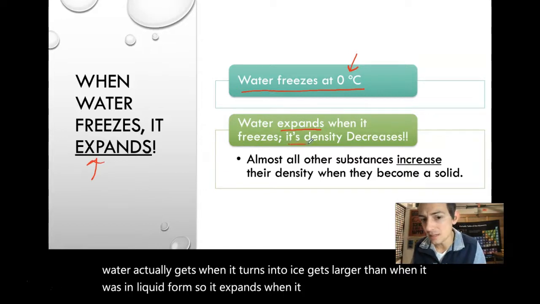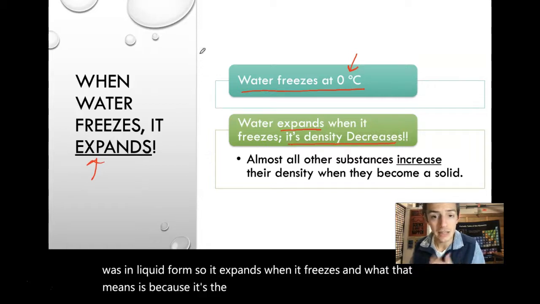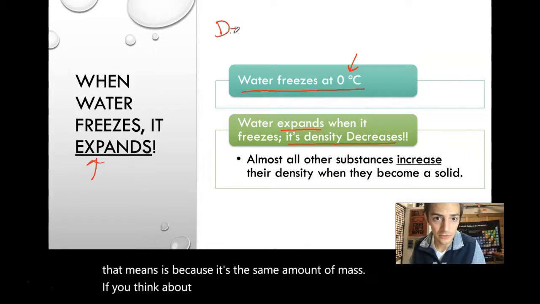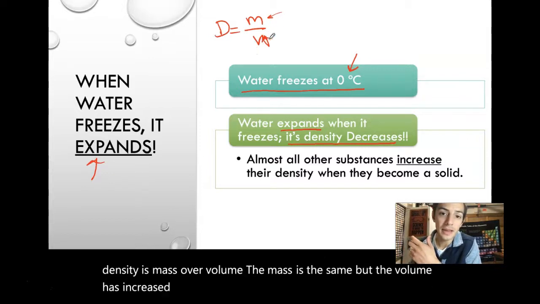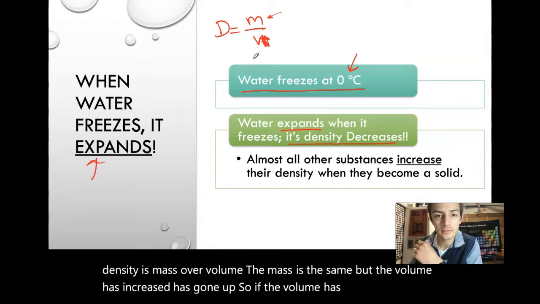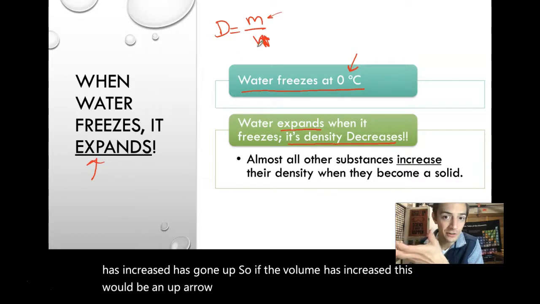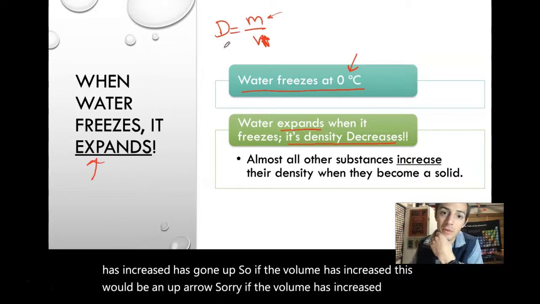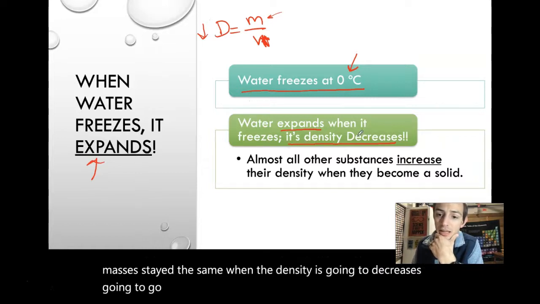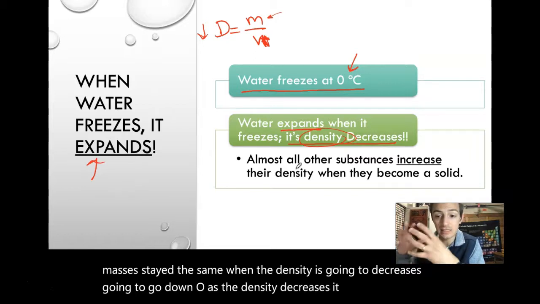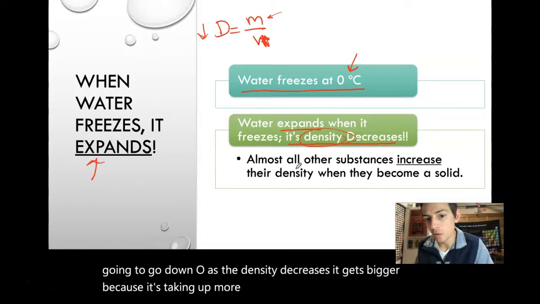And what that means is, because it's the same amount of mass, if you think about the density equation, if you remember this, density is mass over volume. The mass is the same, but the volume has increased, has gone up. If the volume has increased and the mass has stayed the same, well, the density is going to decrease, is going to go down. So as the density decreases, it gets bigger because it's taking up more space, but it doesn't weigh any more.